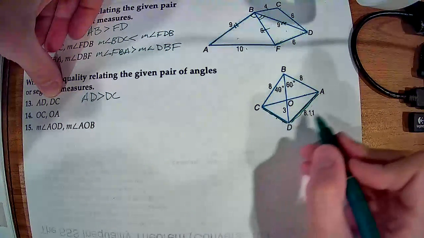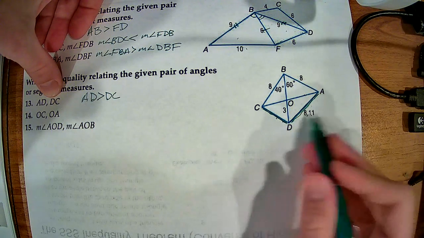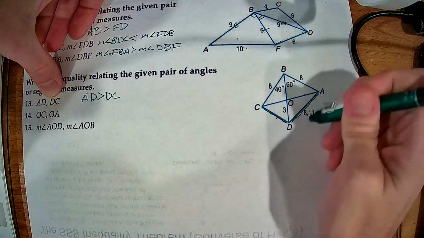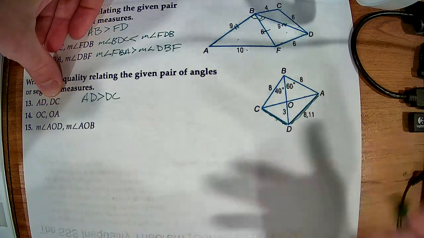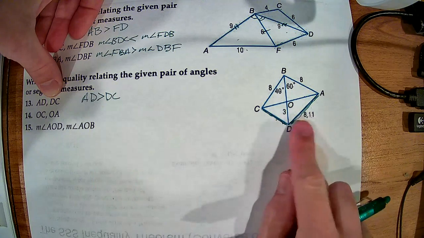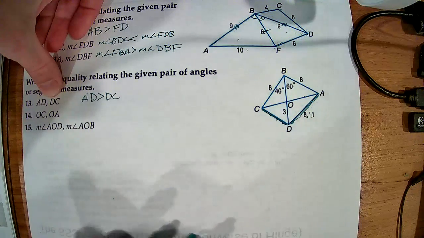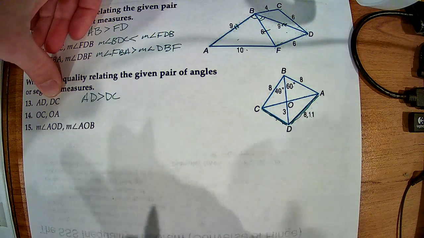So in this case, so long as DC is something less than 8.11, then we're good to go. All right, so if we're wanting potential answers for potential side lengths for CD, as long as it's less than 8 and 1/100ths, it should work based on the information we know at this point.